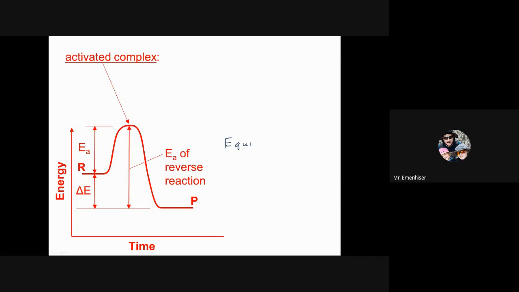Equilibrium is a state in which the forward rate of the reaction is equal to the reverse rate. So that's what we call equilibrium. And that means that there's no change in the concentration over time.